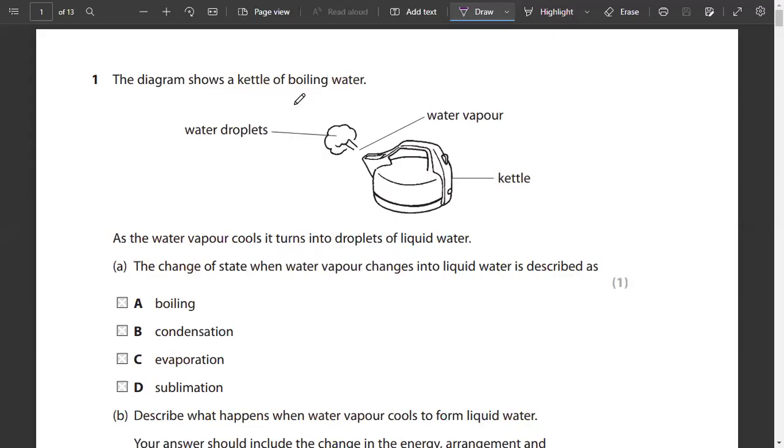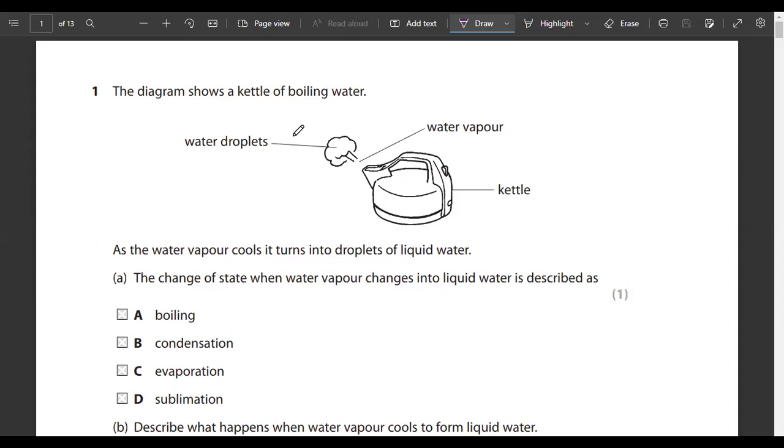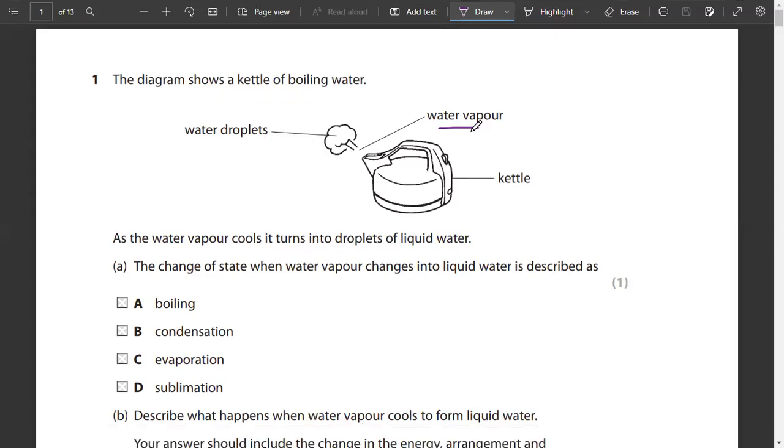So this is a worksheet regarding topical past paper regarding states of matter, chapter number 1. So the question number 1 states the diagram shows a kettle of boiling water. हम ये देखते हैं kettle है, यहाँ से water vapors आ रहे हैं, and inside we have this boiling water.